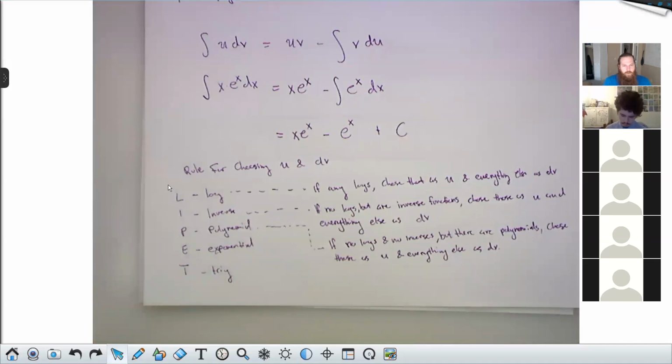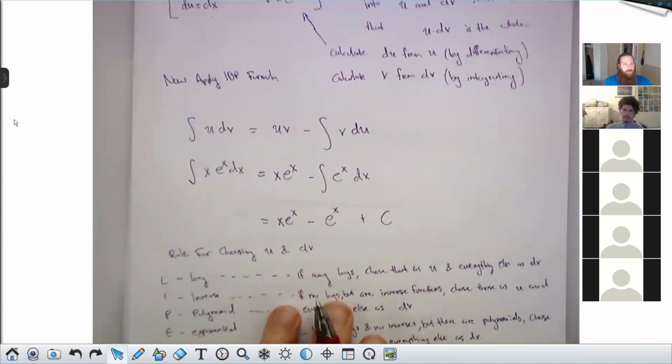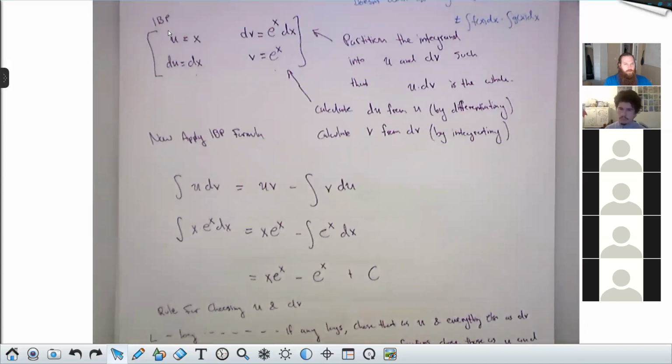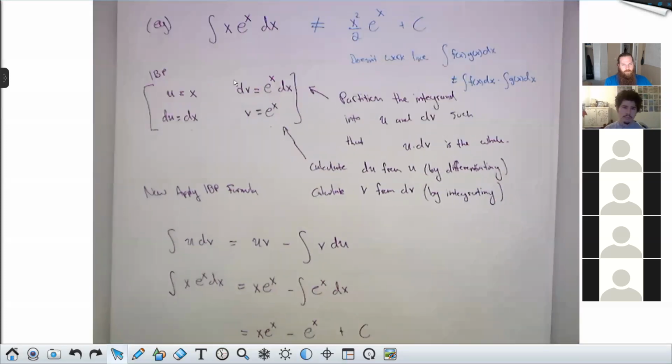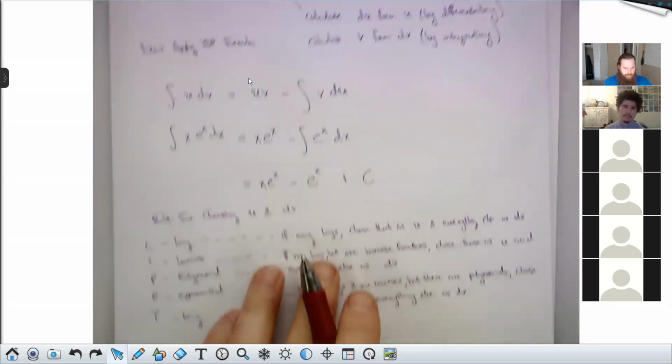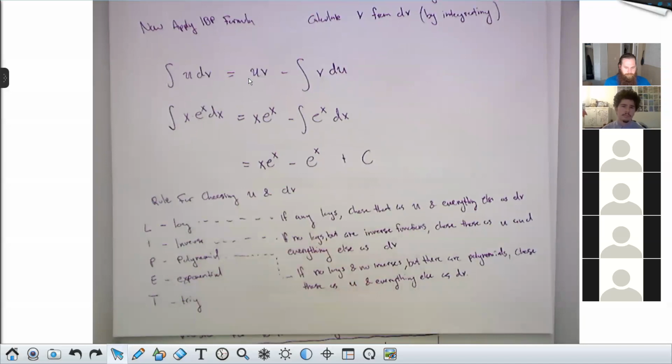So we look at my integral. Are there any logs? Nope. Are there any inverse functions? Nope. Are there any polynomials? Yes. So I choose the polynomial to be u and everything else to be dv. And that's what we did, right? We chose x to be u, which is the polynomial portion, and everything else, e to the x dx, to be dv. This LIPET rule works really well.